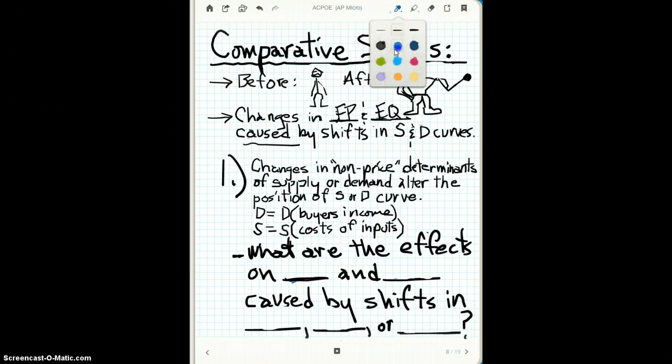I'm going to change colors. So, first point is that changes in what some books call non-price determinants of supply or demand can alter the position of a supply or demand curve, and that will have an impact in turn on equilibrium price and equilibrium quantity. So, for example, buyer's income is a non-price determinant. It's not product price, but it will affect the position of a demand curve. If buyer's income goes up, it's reasonable to assume that they will demand more of most goods, including the one we're considering, which might be, let's say, gasoline.